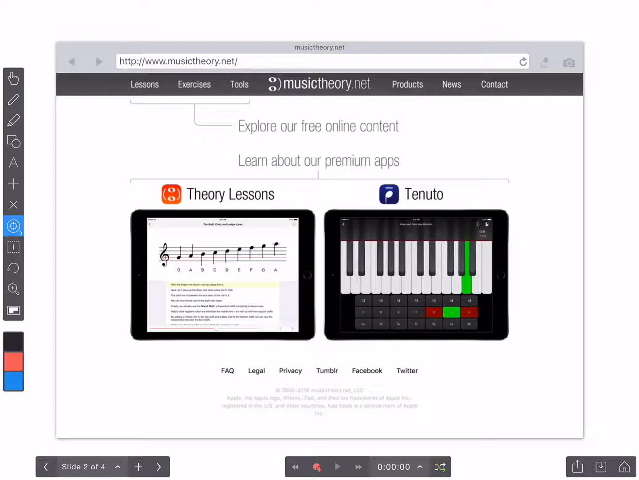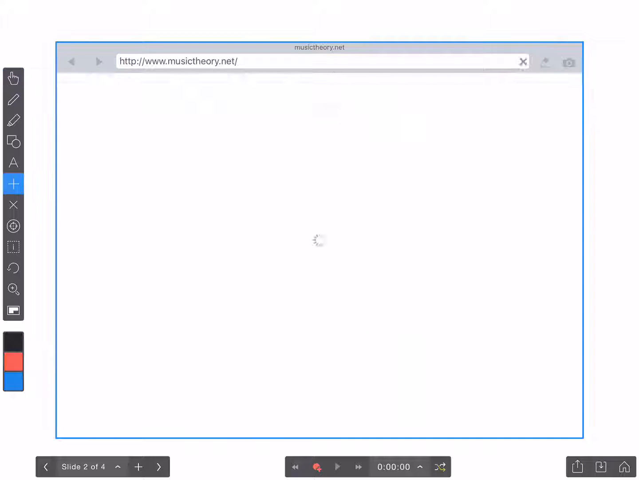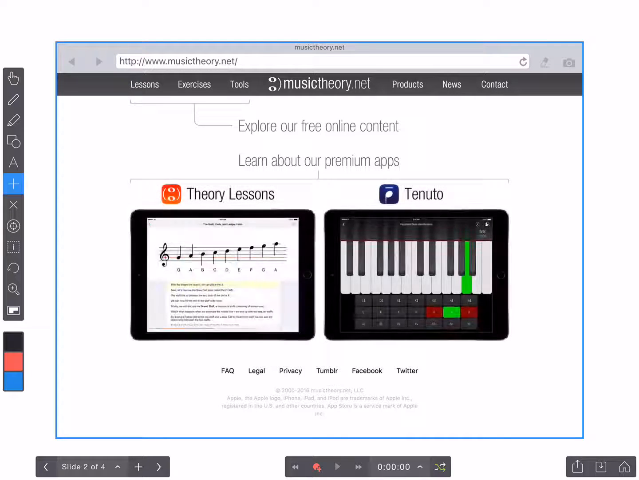On this website, you'll find lessons. We're going to look at that today. Exercises are basically practice that you can do on those lessons. And then there are a lot of tools that we will talk about as resources, such as metronomes and sheet music that you can print out for free and things like that. So today we are going to be looking at lessons. So let's go there.